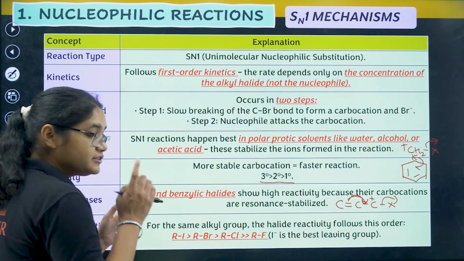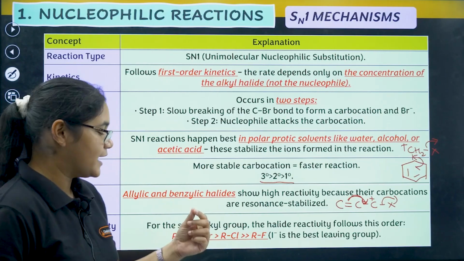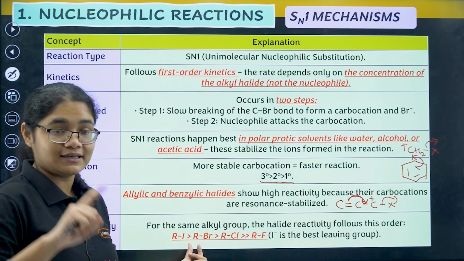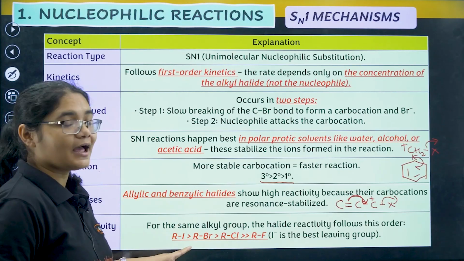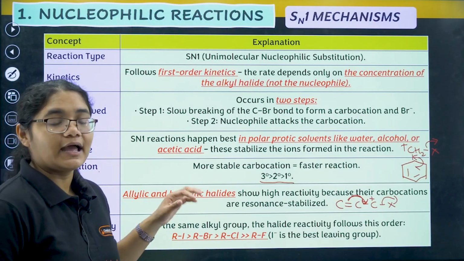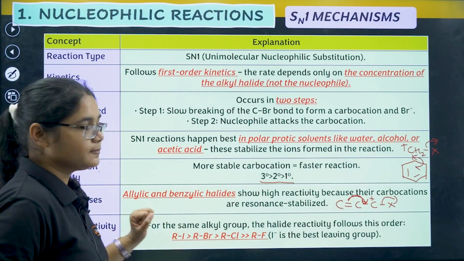Why? Because the first step is what? The bond should break, and the RI bond is weaker. We have seen that in the physical properties. So RI will break easily, and that is why this will react faster.